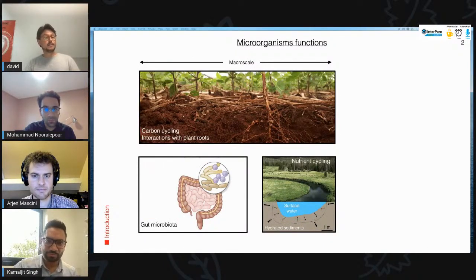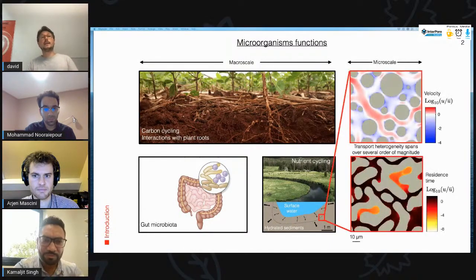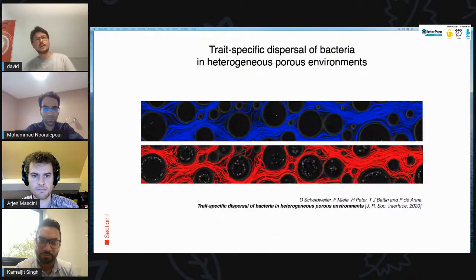The study of microorganisms relied extensively on a well-mixed system, which is a very powerful tool to describe processes at a macroscopic scale. However, soils, sediments, and biological tissues are all characterized by spatial heterogeneity, where the physical constraints such as flow or resource availability are heterogeneous and can span several orders of magnitude across a few micrometers, which is actually the scale that microorganisms experience. So I will start by showing you how microorganisms characterized by different dispersal traits, which I will now explain what it means, respond to flow heterogeneity typical of many porous environments.